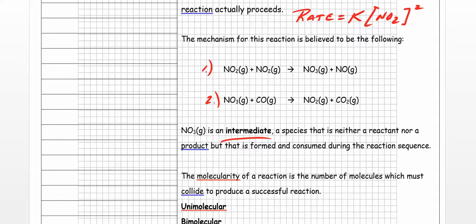Give you a second. All right, NO3, that's it. NO3 is produced and then consumed, and you never see it as a reactant or as a product. We call that an intermediate.